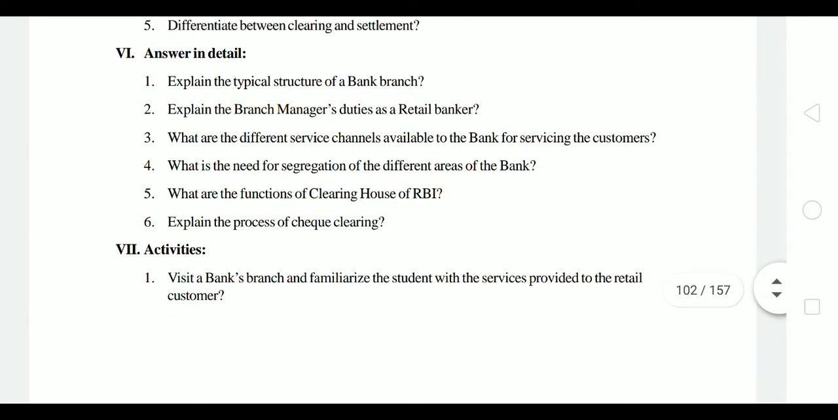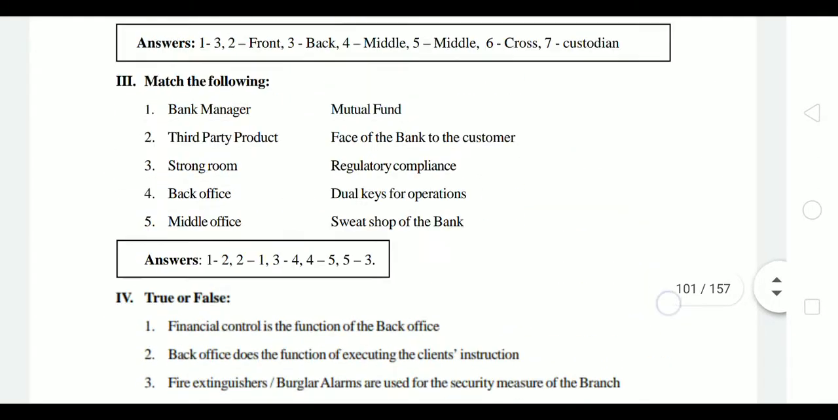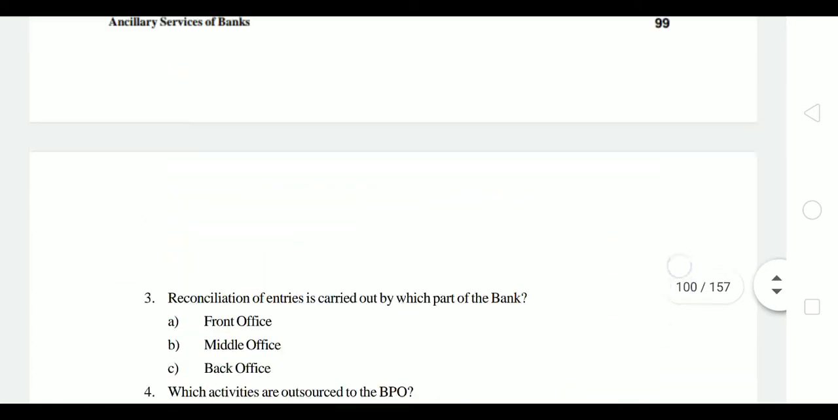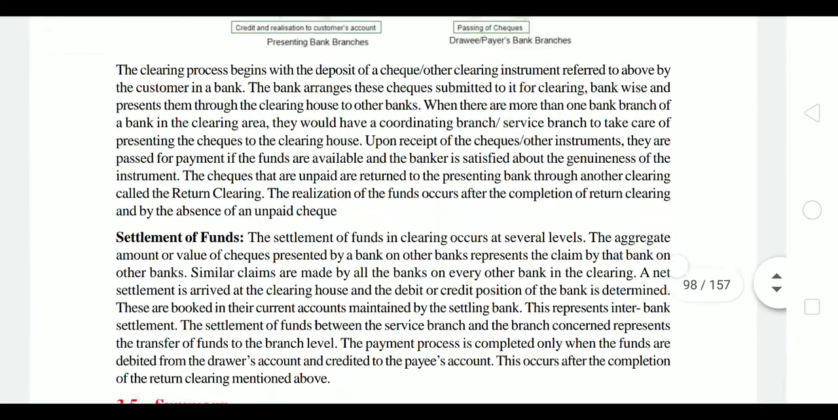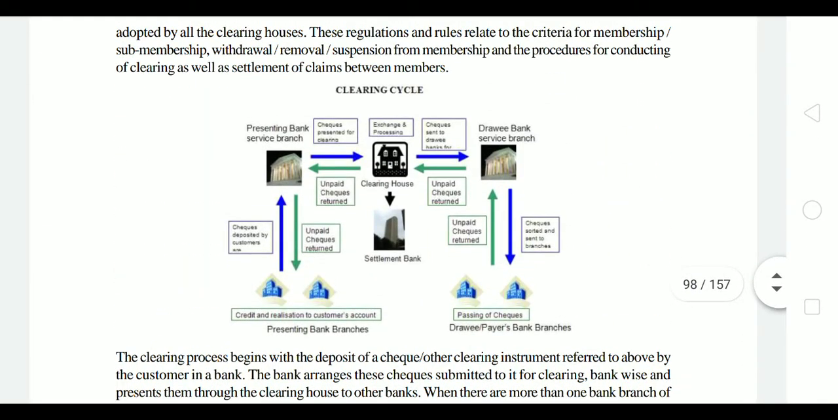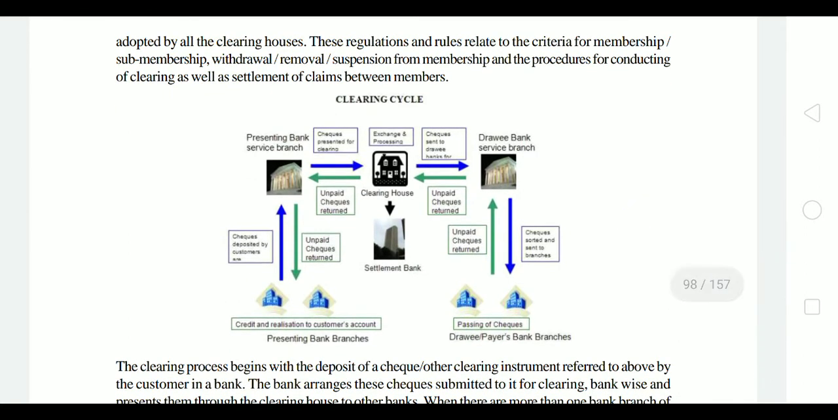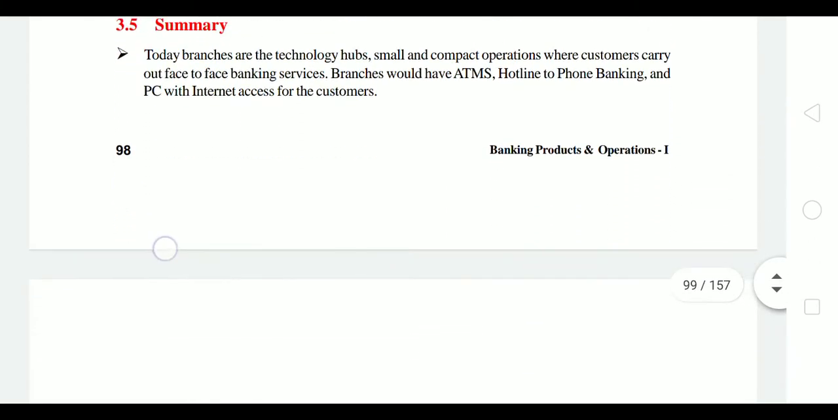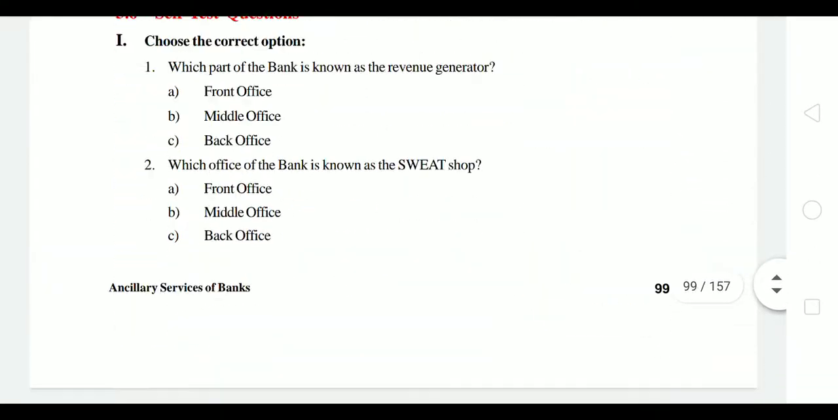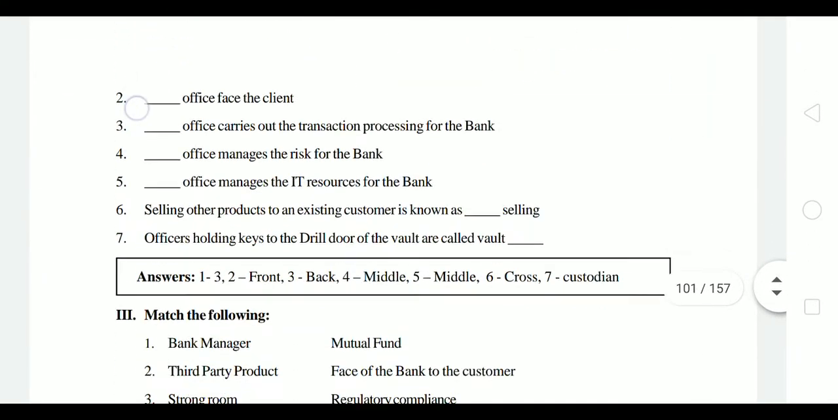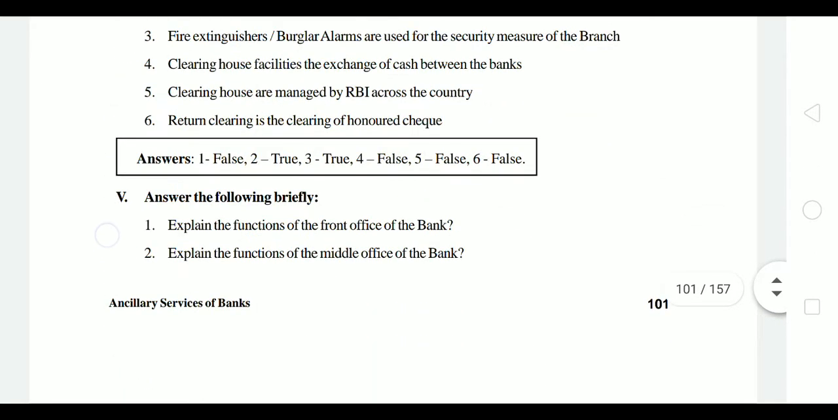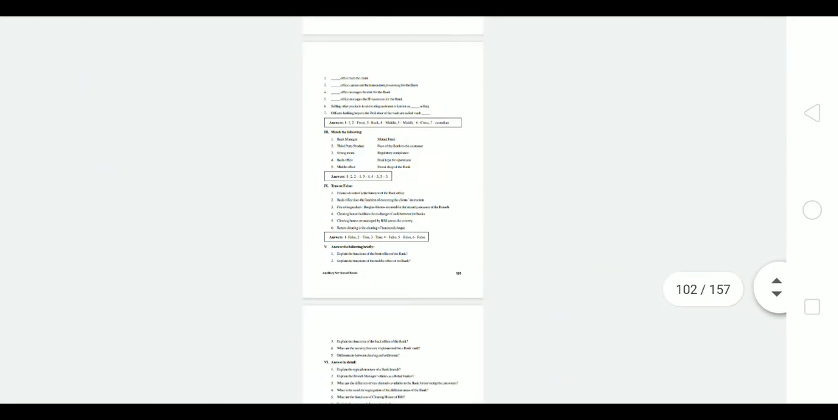Next is explain the process of check clearing. As discussed earlier, we have a diagram, the clearing cycle. This is what you can add in your answer of clearing houses or the check clearing function of the bank, right? So this was all about the discussion of your questions and answers with you all.